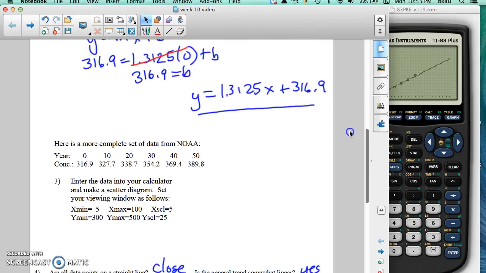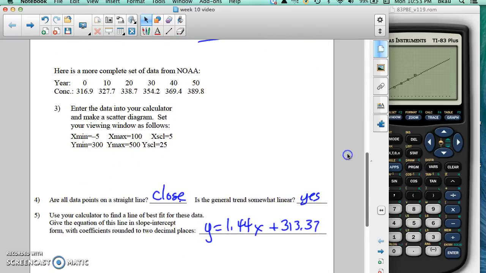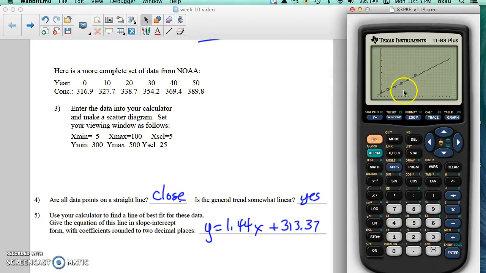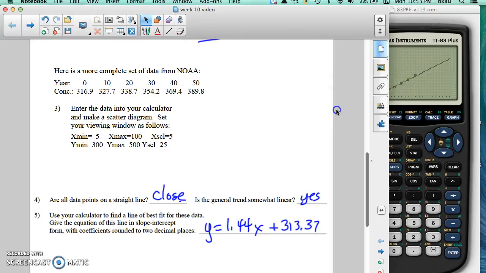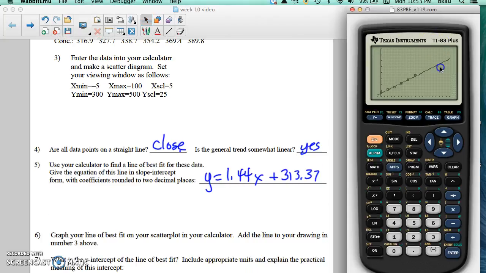We then put the data into the calculator and we graphed it and we looked at it, and it was pretty close to a straight line. And we found the model using the calculator. Okay, that was found in linear regression. There it is right there. That's what we had here.